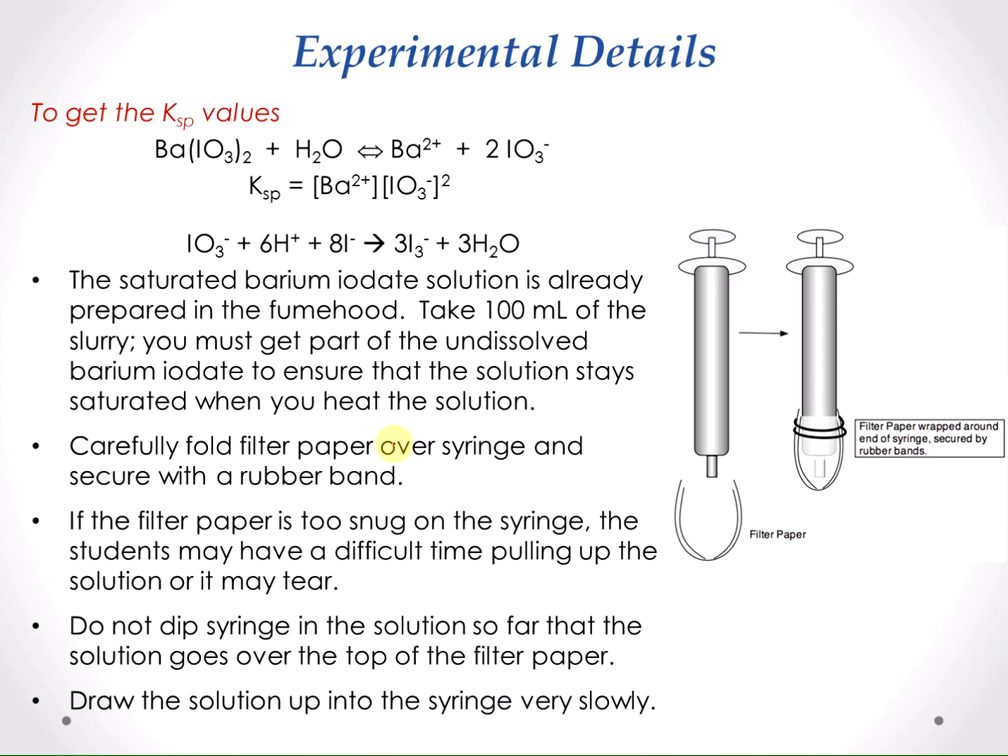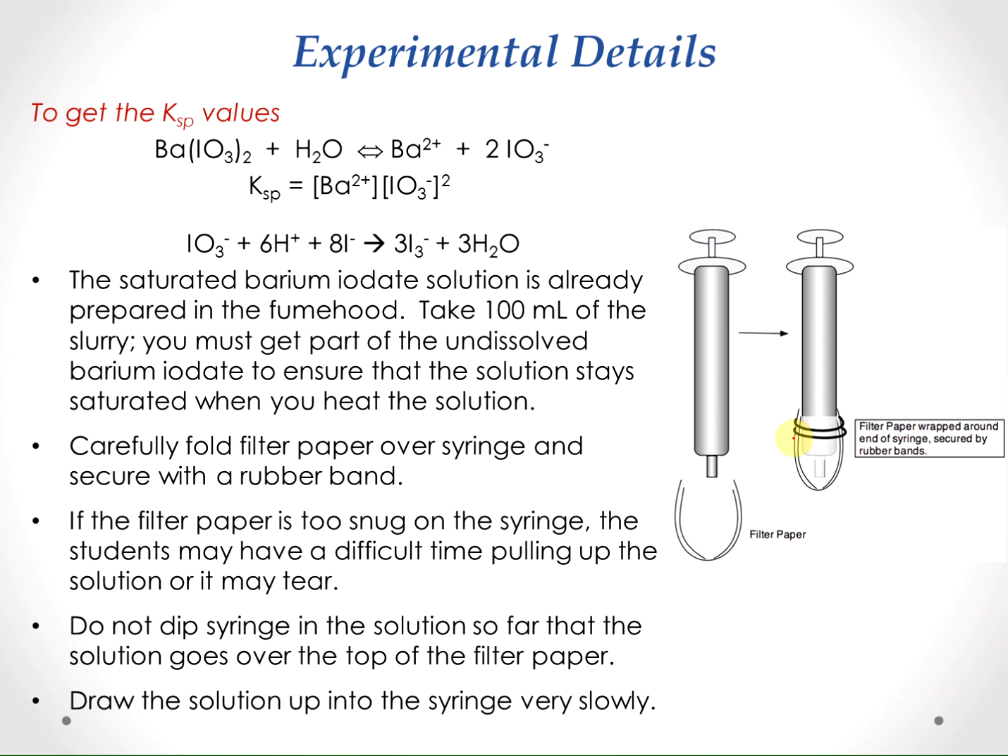So to get rid of any undissolved particles, because we don't want any undissolved particles influencing or changing the saturated amounts, we need to filter out the undissolved particles. So what we're going to do is take a piece of filter paper and wrap it over the tip of a syringe. And then you're going to secure that filter paper with a rubber band.